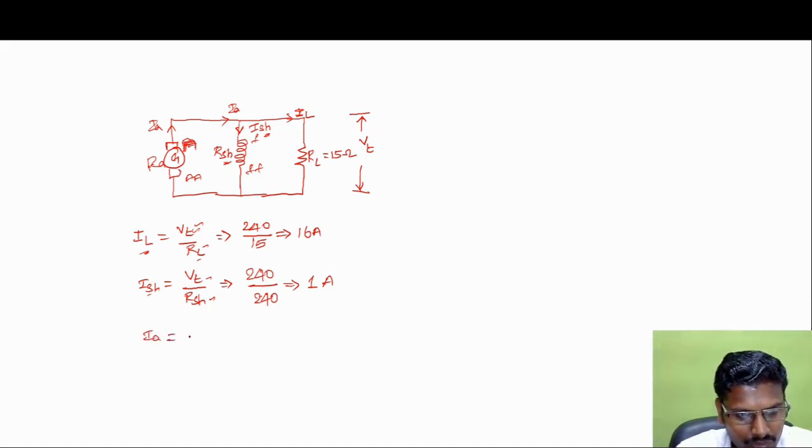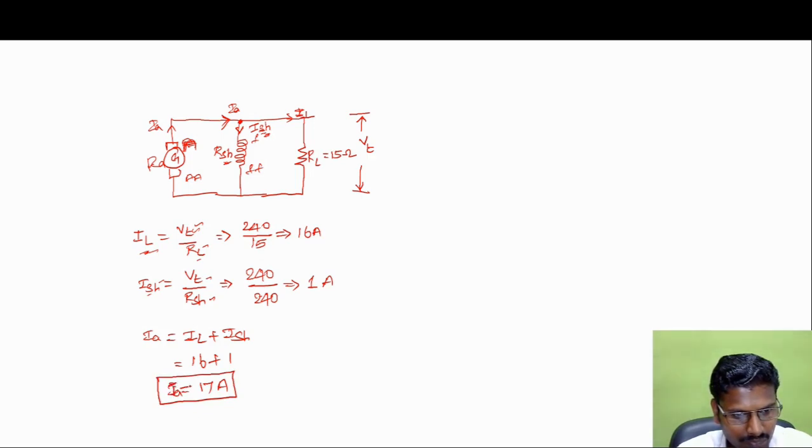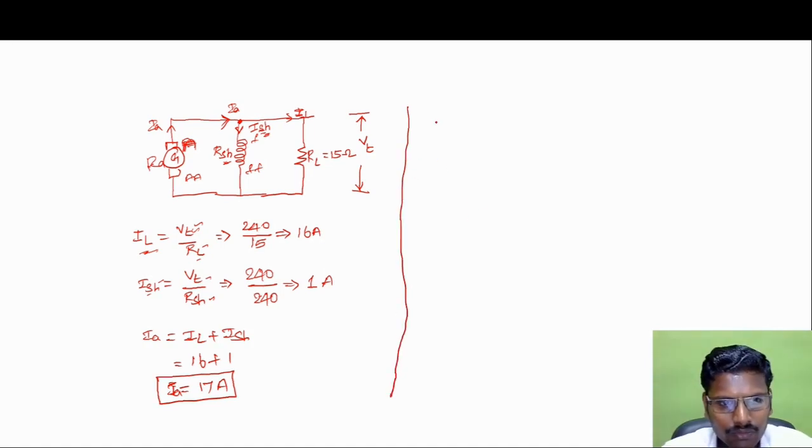Now IA is equal to IL plus ISH, from the diagram of the self-excited shunt generator shown here. The current IA from the armature is divided at this point into two currents: one is ISH, the other one is IL. So IA is the sum of the shunt field current and the load current. We know the values of IL and ISH, so 16 amps plus 1 amp is equal to 17 amps. So IA is equal to 17 amps. We have found the first parameter, the armature current IA, which is equal to 17 amps.